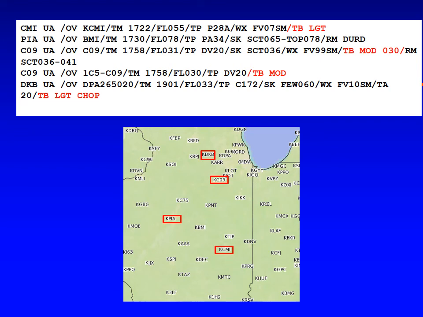There's another pilot report at C09, which is very close to Chicago, reporting moderate turbulence at 3,000 feet, and also reporting clouds from 3,600 to 4,100. And then finally, just west of the DuPage airport, that would be DPA, you can see that they are also reporting light chop, a Cessna 172, at 3,300.